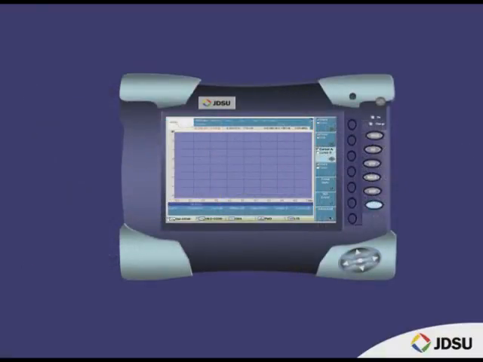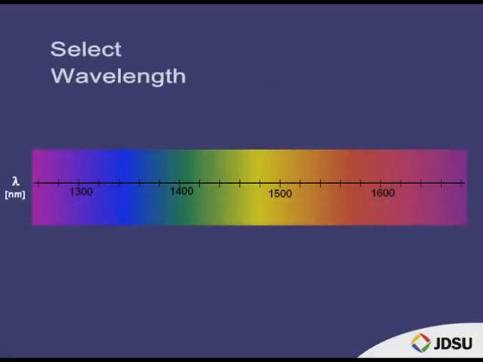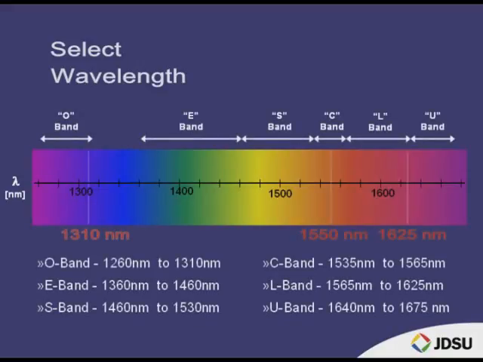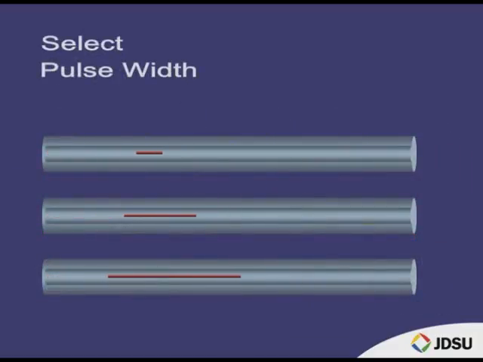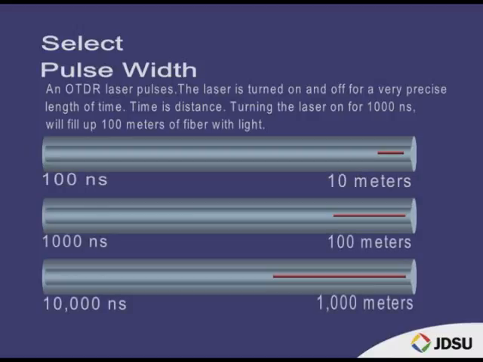There are 3 main parameters used to set up an OTDR for operation. They are wavelength, pulse width, and averaging. The 3 most common wavelengths for single-mode OTDRs are 1310, 1550, and 1625 nanometers. An OTDR laser pulses. The laser is turned on and off for a very precise length of time. Time is distance. Turning the laser on for 1,000 nanoseconds will fill up 100 meters of fiber with light.